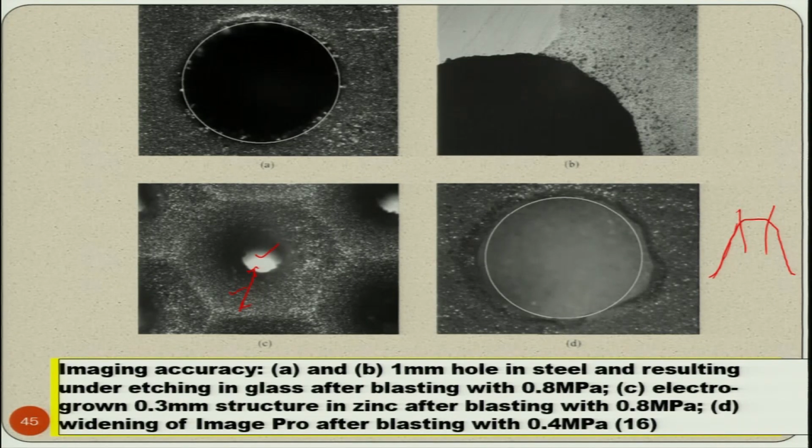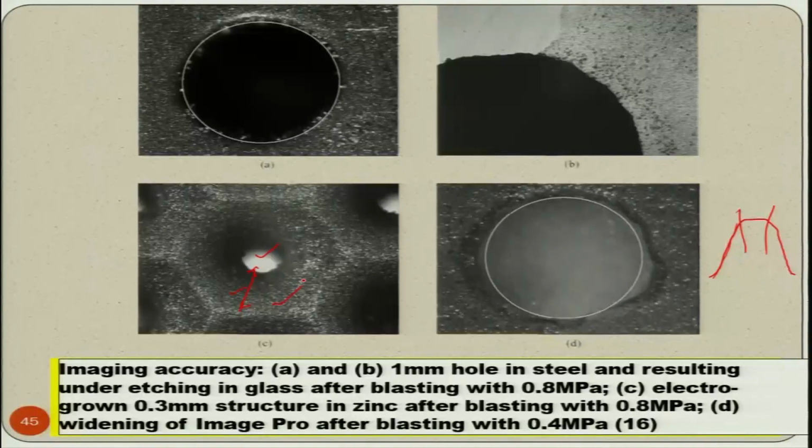That is why flaring should be minimum possible, but you cannot avoid it because the density of the air is very low compared to the water. We will see when we discuss abrasive water jet micromachining or water jet micromachining, you will not get this kind of flaring effect, and this definitely changes the characteristics of the machined feature.